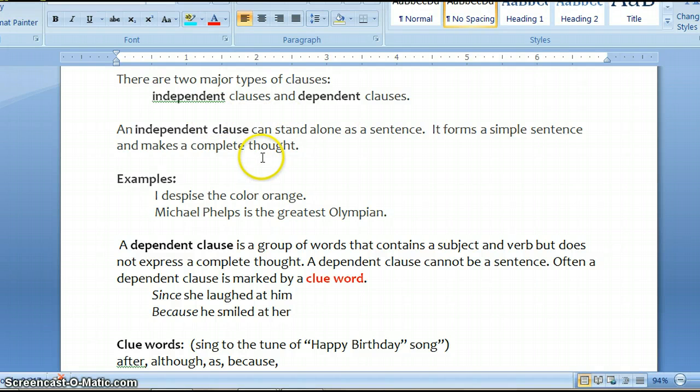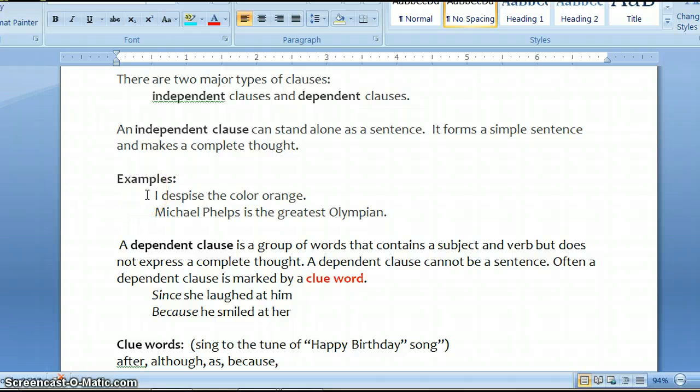And an independent clause can stand alone as a sentence. That's what we know as our simple sentence. You may want to write that in as a keynote as well as your independent clause, but that as your key point or key term. And it needs to make a complete thought. That's another important bit of information.